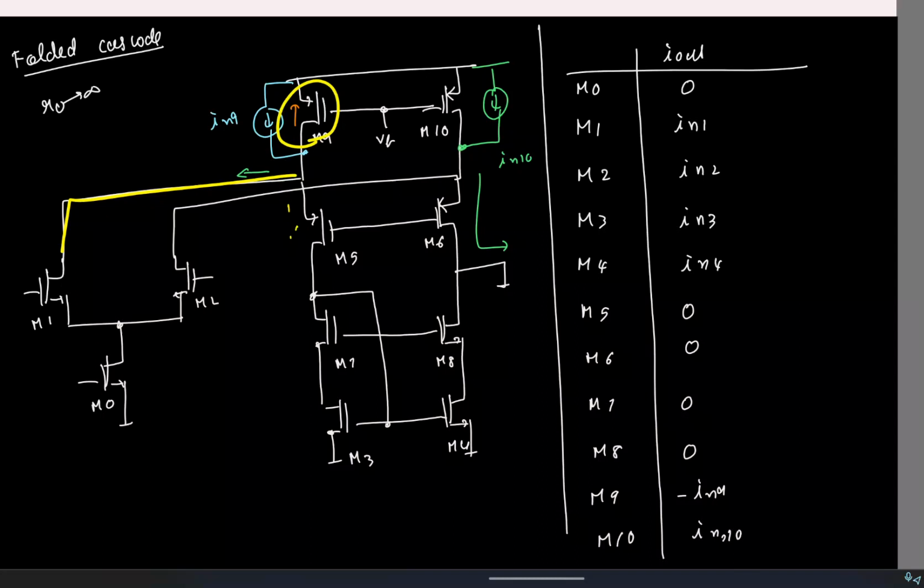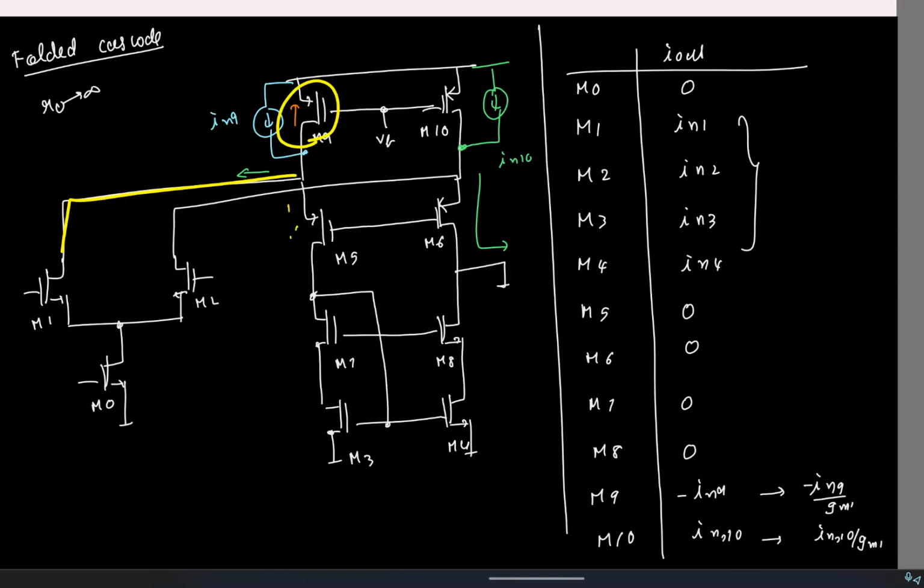Now compared to the telescopic cascode, the two current sources that we have added are directly contributing to my noise, right? And if I write the input referred noise, these guys are identical to before. So if I refer it back to the input, it's IN9 by GM1. This will be IN10 by GM1. Okay.